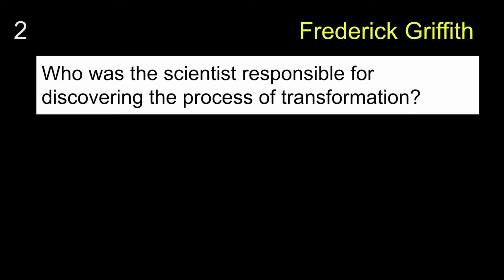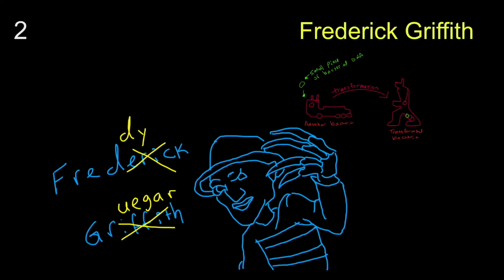All right, when I think of Frederick Griffith, I think of Freddy Krueger. So Freddy Krueger, what do we know about Freddy Krueger? We know that Freddy Krueger killed things. Well, killed people, right? Well, Frederick Griffith killed mice. So Frederick Griffith discovered the process of transformation by experimenting on mice. Okay, remember that.